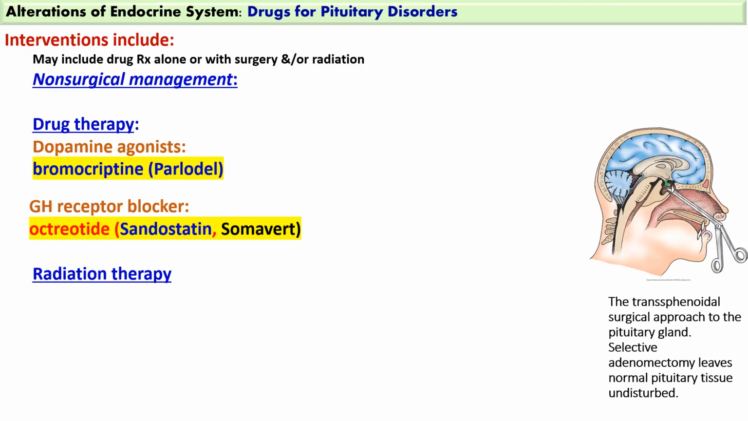The octreotide, another drug other than the bromocriptine, would be the octreotide Sandostatin, which is a growth hormone receptor blocker. Radiation therapy can be included as part of the management, but that's the long-term treatment and may take several years for this to result in actual or effective results.